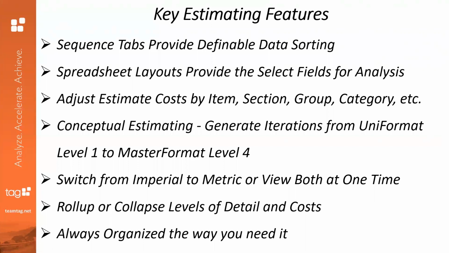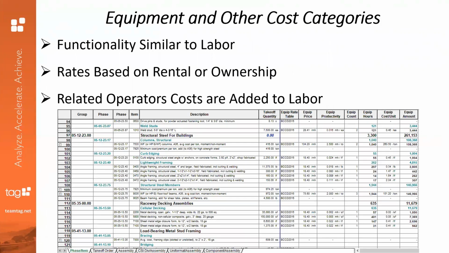Spreadsheet layouts provide select fields for analysis. Going back again to this layout here, it starts with group and then phase, description, and so on. This could be in any order. You could have a WBS code and have it sort by the WBS code first. We're not live right here, so I can't show you that, but that's available if we were to follow up with any additional information for you.